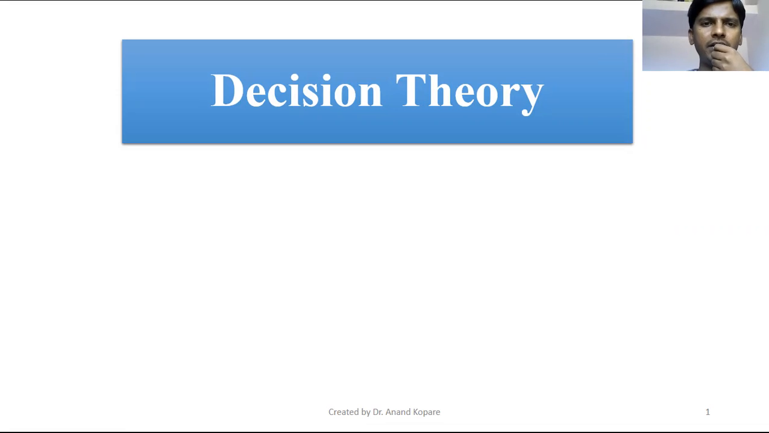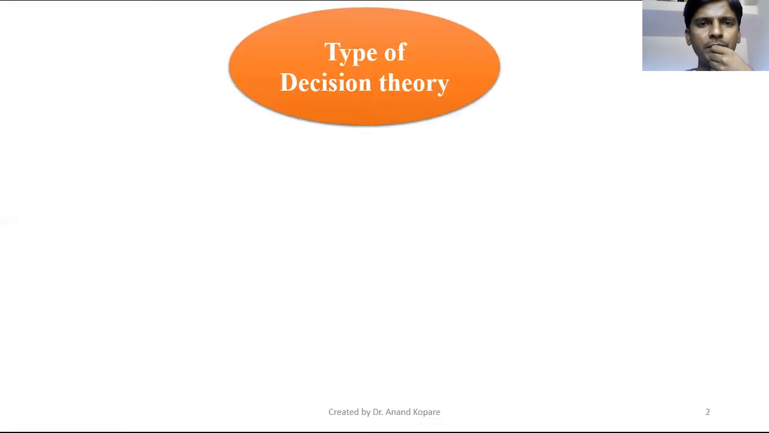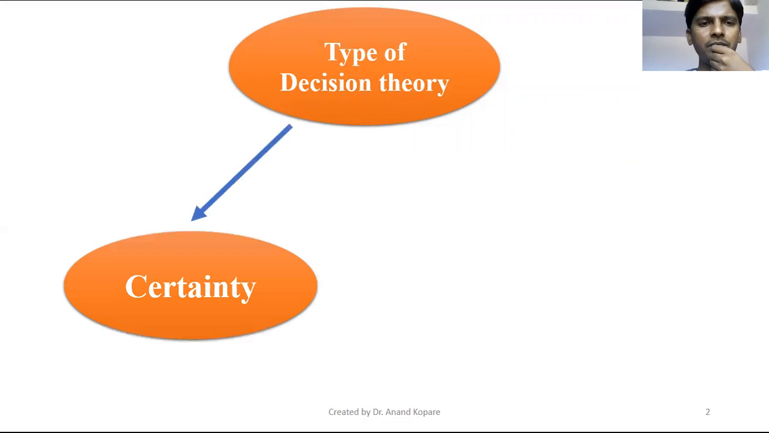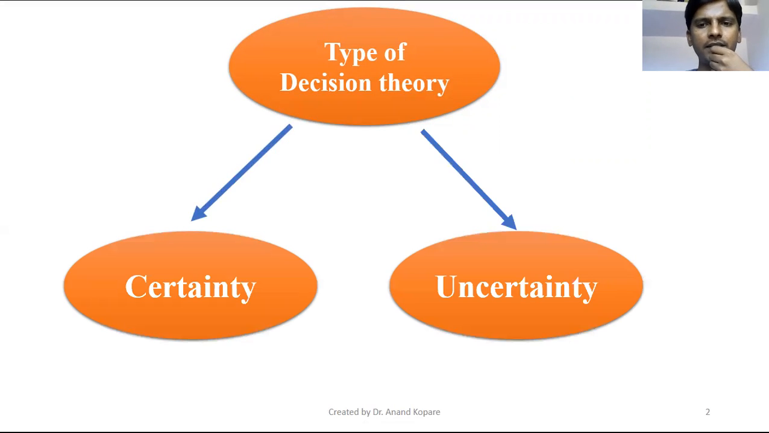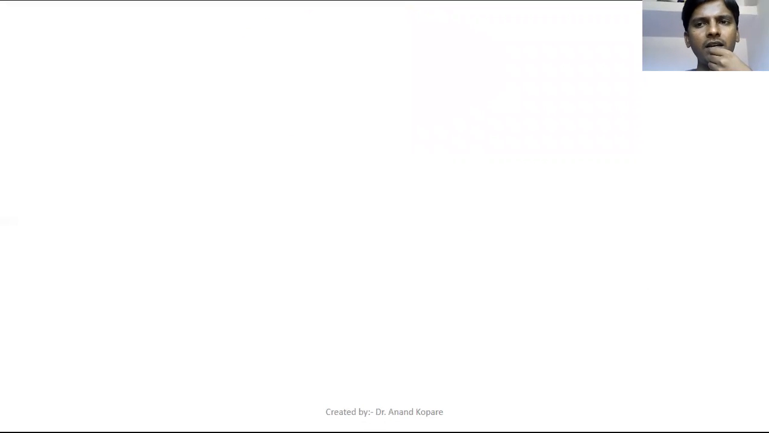In the previous lecture, we had discussed the first method of decision theory, which is certainty. And in this lecture, we are going to discuss how to solve the problems which belong to uncertainty. Decision theory comes under statistics and quantitative methods. For decision theory, there are two types: certainty and uncertainty. In this lecture, we are going to discuss the problem and solution of uncertainty.